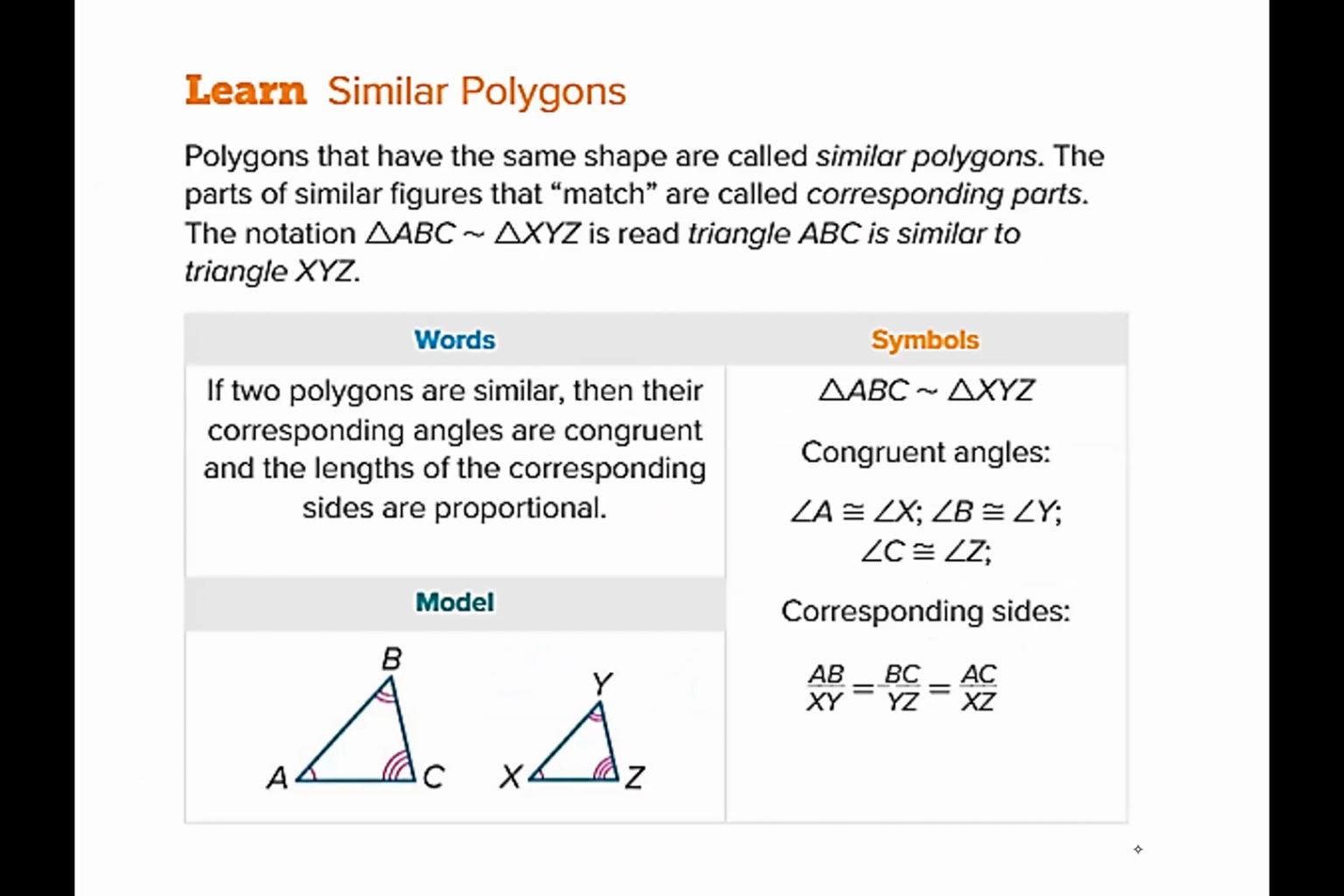So, what is the meaning of congruent polygons? Congruent polygons or congruent triangles are triangles that have equal sides and equal angles, while similar triangles or similar polygons are triangles or polygons that have equal or congruent angles but proportional sides.